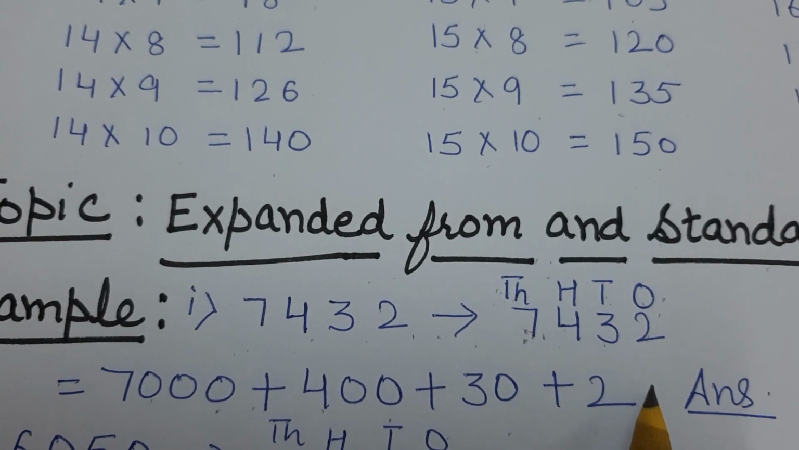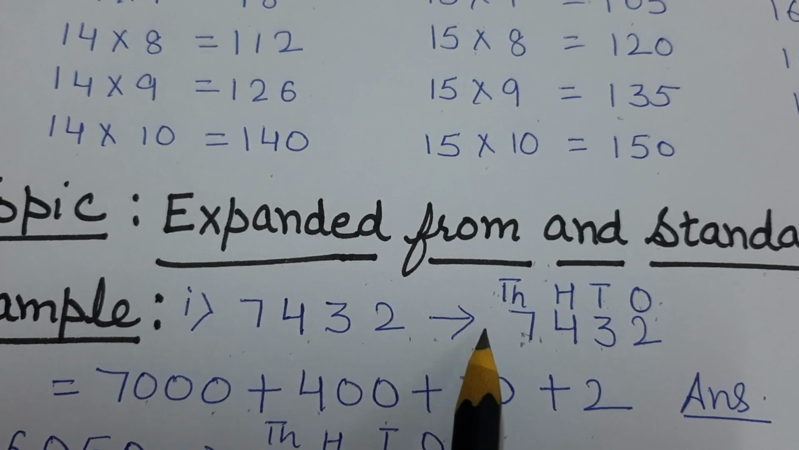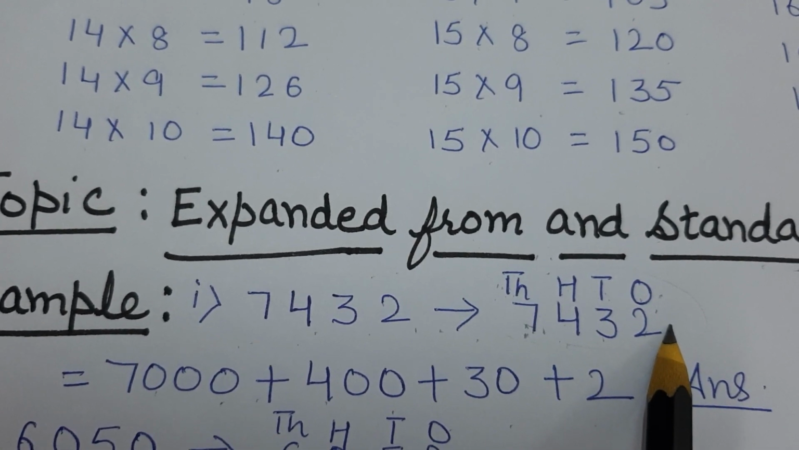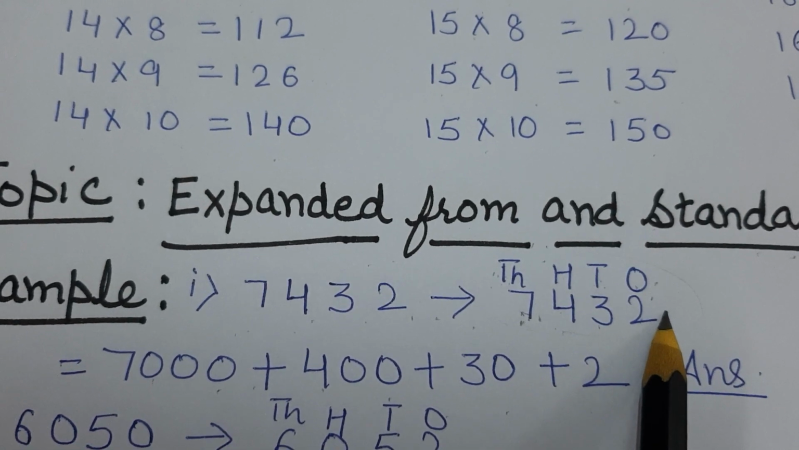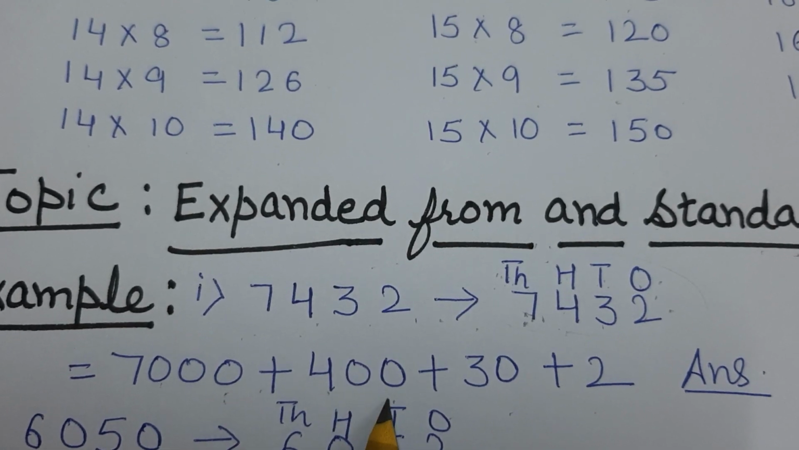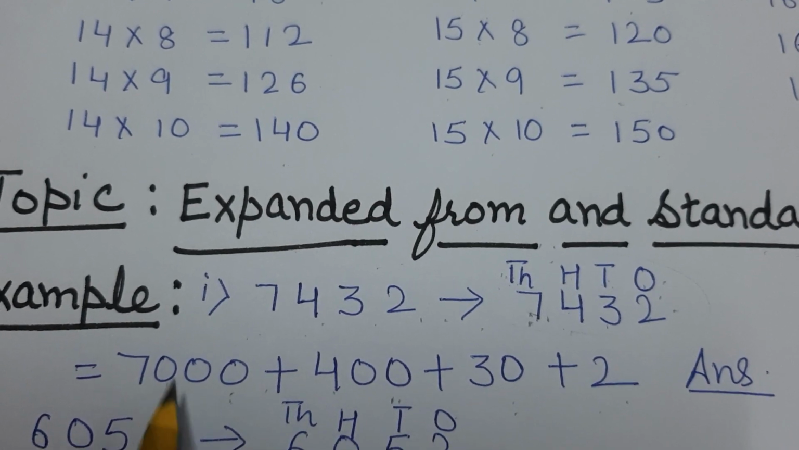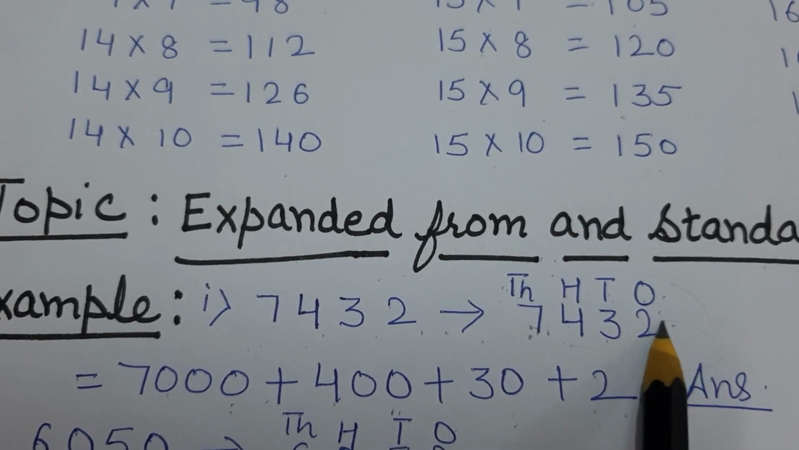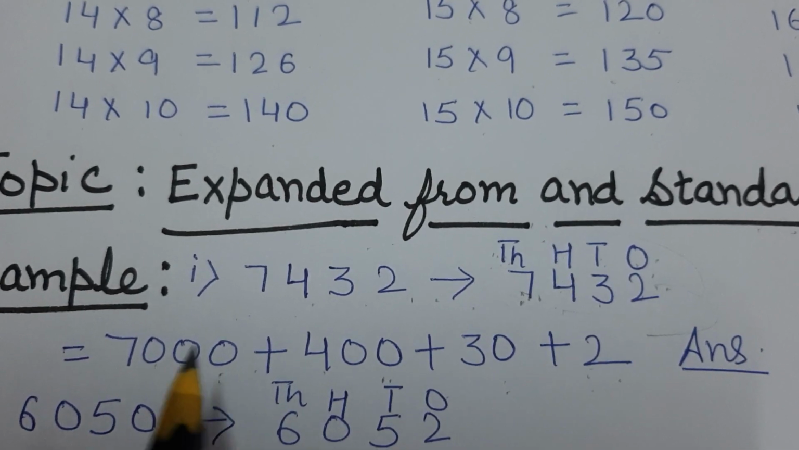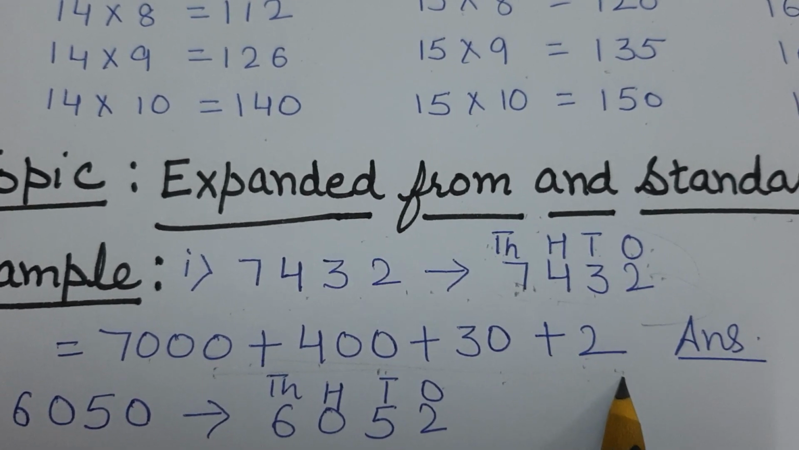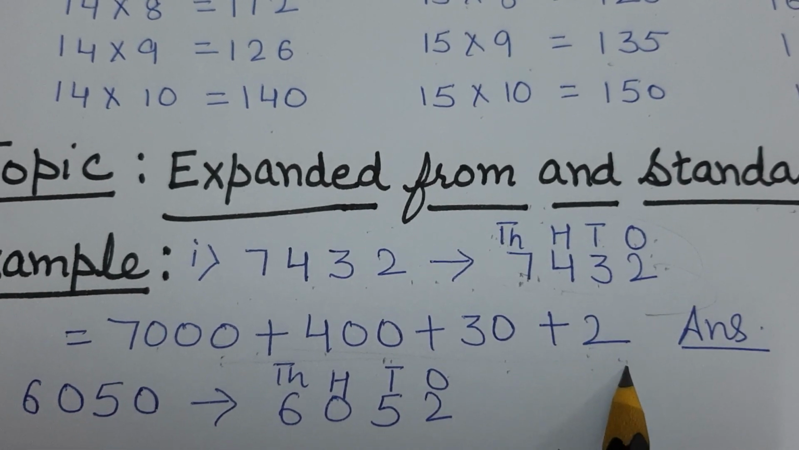So it means in expanded form we have to add all the place values of all the numbers. Okay, 7000 plus 400 plus 30 plus 2. When we will add these, again we will get this number. Okay, so this is your answer. This is called expanded form. How to expand the number?